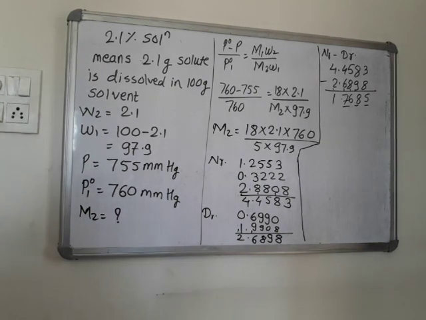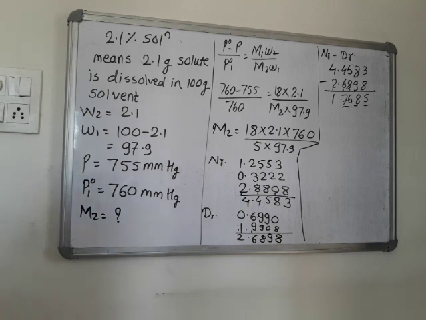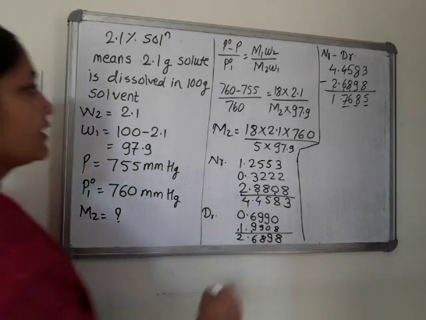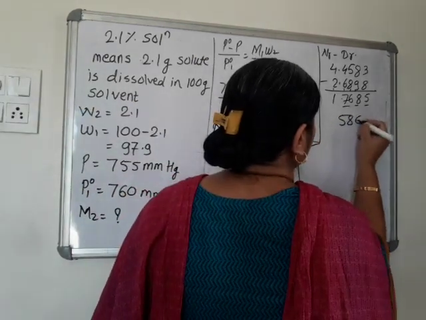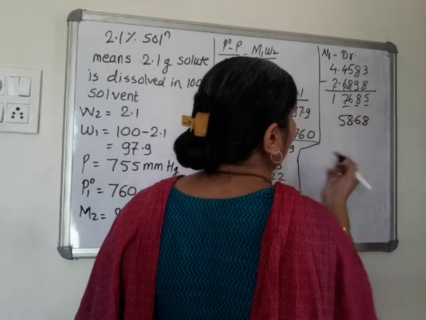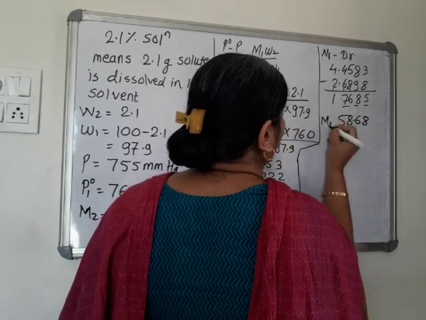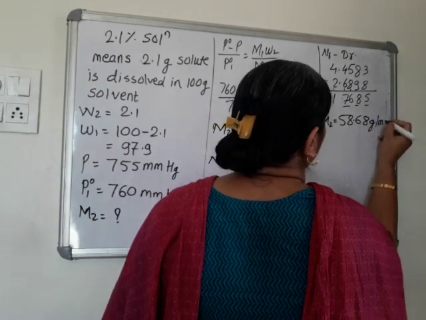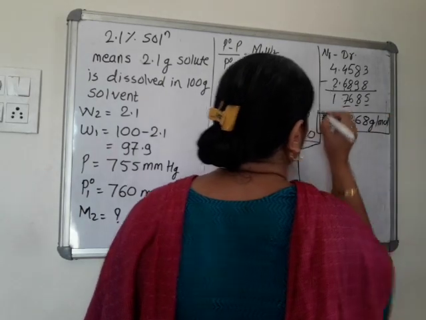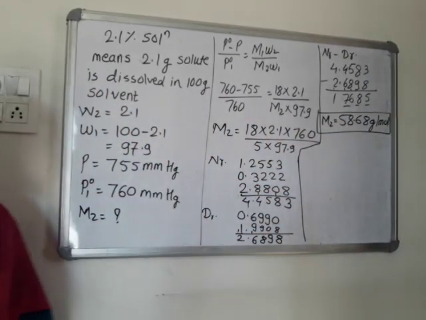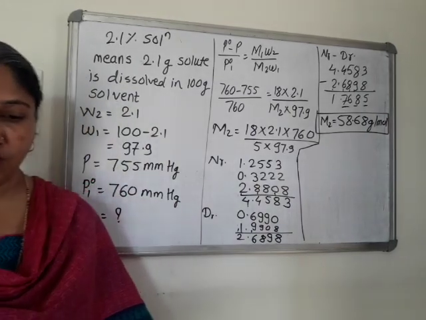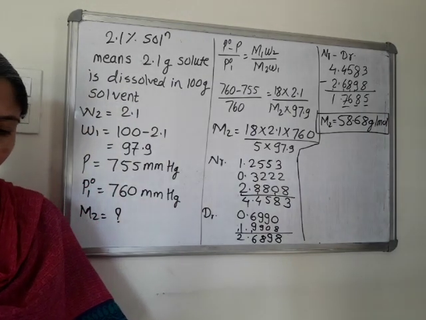5868. Characteristic is 1, so 58.68. This is M2, unit gram per mole. Unit must be there. Half mark is reserved for unit. Okay.